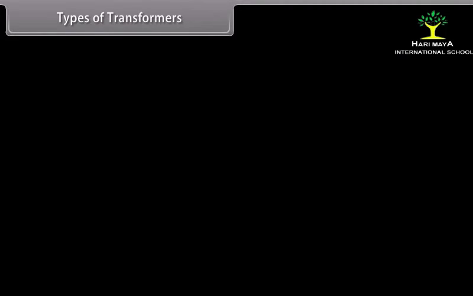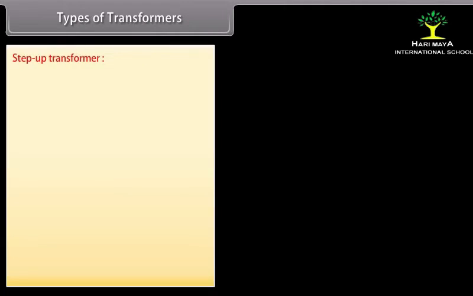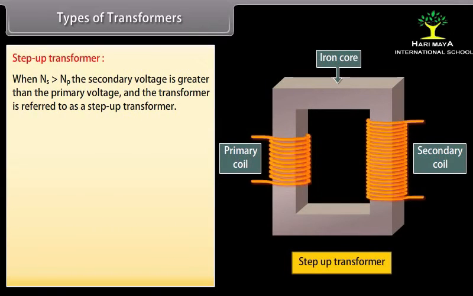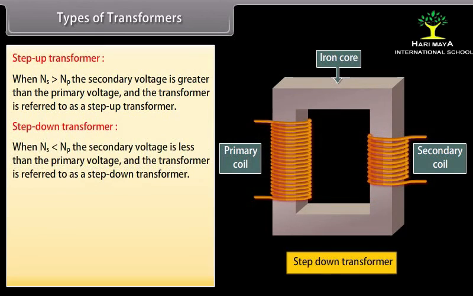Types of transformers. Transformers are of following two types. Step-up transformer: when the secondary voltage is greater than the primary voltage, the transformer is referred to as a step-up transformer. Step-down transformer: when the secondary voltage is less than the primary voltage, the transformer is referred to as a step-down transformer.